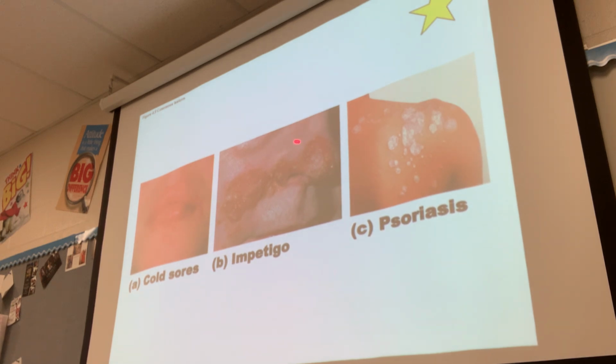Alright, so here's what cold sores look like. This one's impetigo, and this is psoriasis. So psoriasis, again, is kind of more silvery and scaly. And impetigo is more kind of almost scabbing.